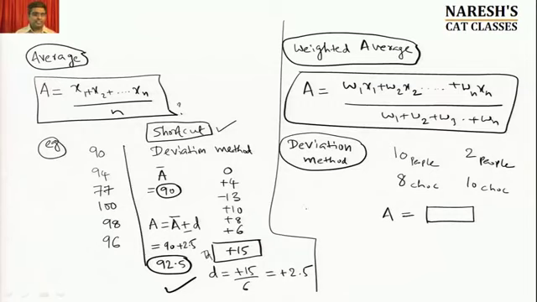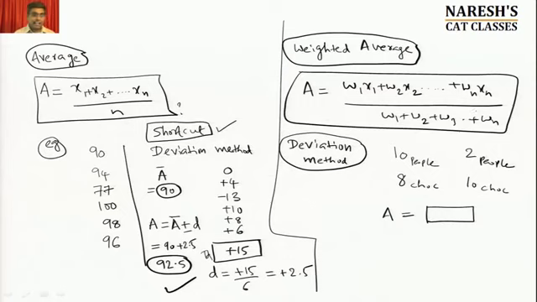One way to do it is 10 into 8 plus 2 into 10, divided by W1 plus W2. Here we use weights because you are asking for the average number of chocolates, so X will be chocolates and W would be people. So 10 into 8 plus 2 into 10, divided by 10 plus 2, and so on. You might say, sir, the formula is simple, why don't we apply that?